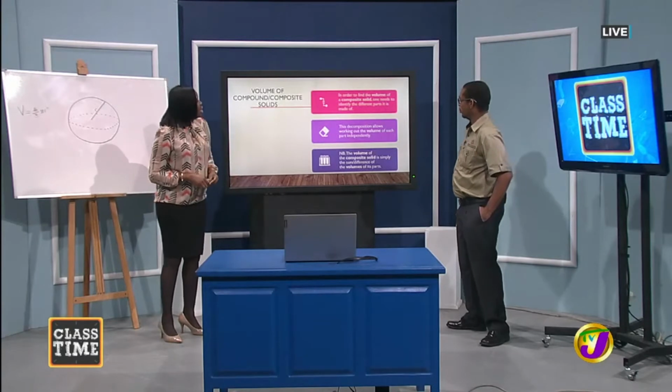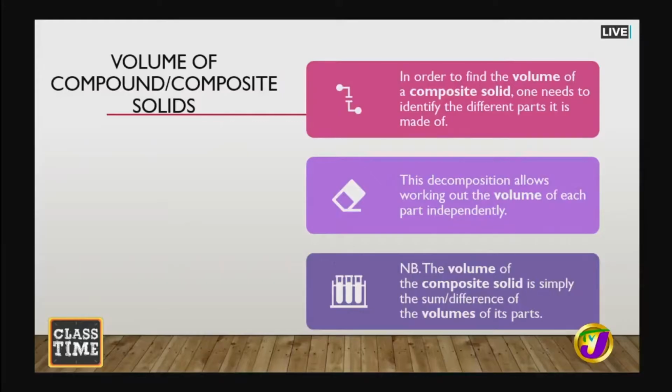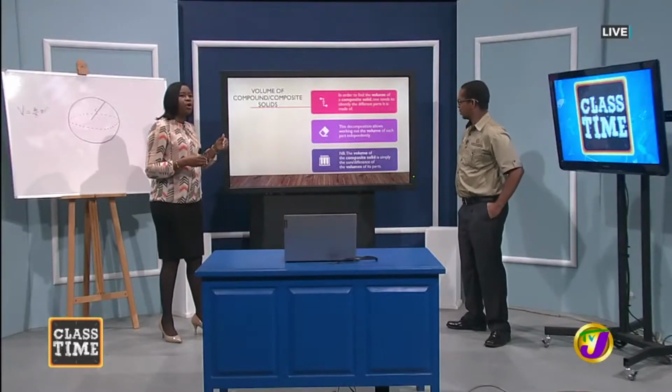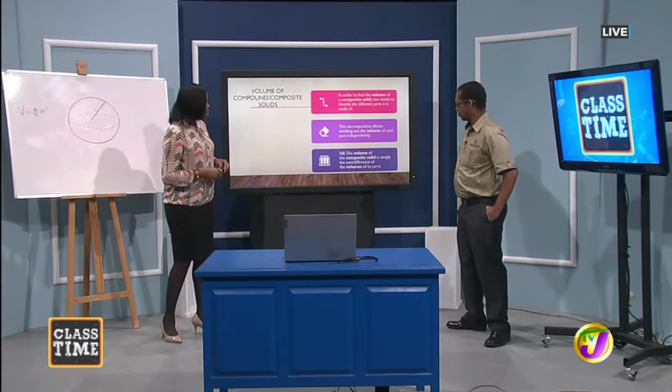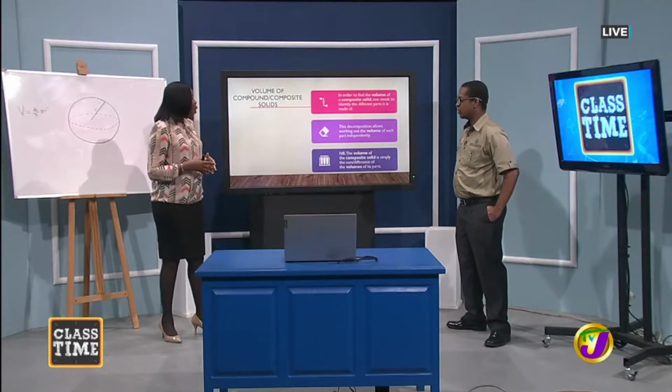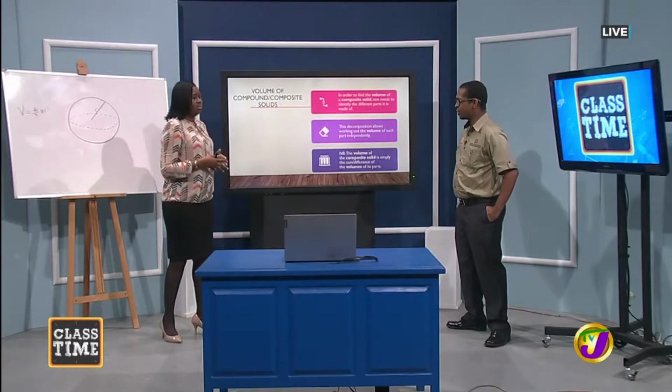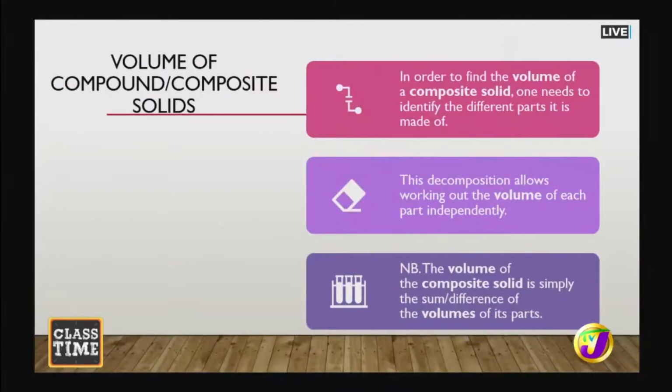All right, so in summary, volume of compound solids. In order to find the volume of a composite solid, you need to identify the different parts that it is made up of. This decomposition allows for working out the volume of each part independently, because we wouldn't be able to work them out all at once. So we'd have to know how to work out the volume of each part. And then after finding the volume of the different parts, we simply add, or we can take the difference, or subtract, of the parts. Okay?